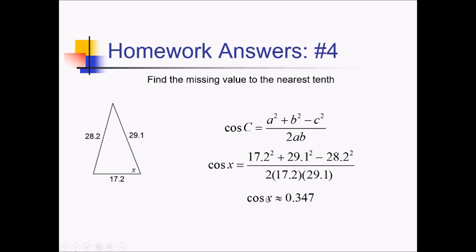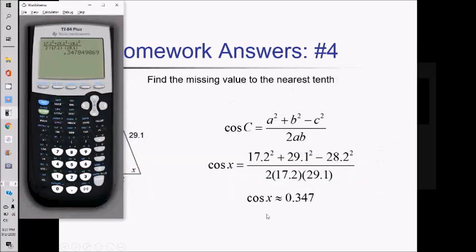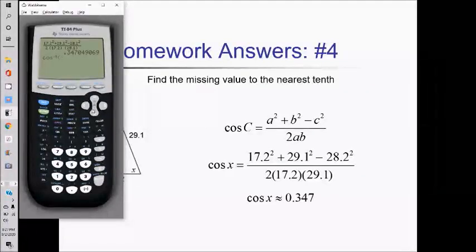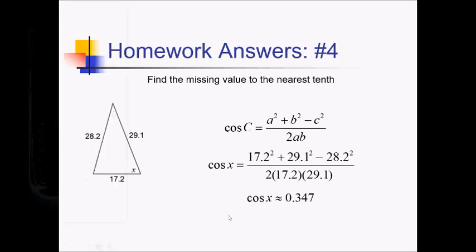Because to get x, we now need to take the inverse cosine of both sides. So going back to the calculator, I'll do second cosine to do that. And then let me just arrow up and press enter on that whole decimal. Press parentheses, press enter. And that is going to be 69.7 for that angle. So that's going to be degrees.